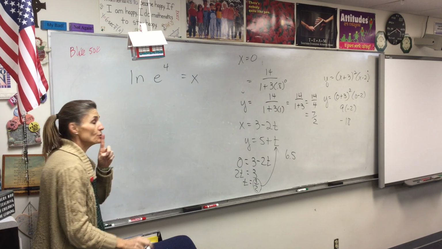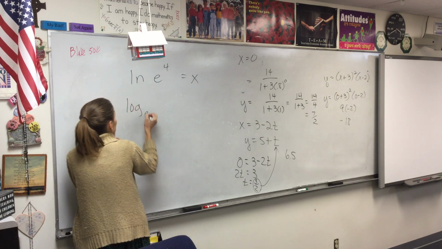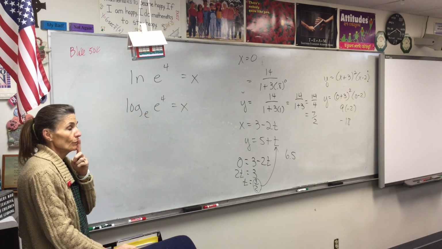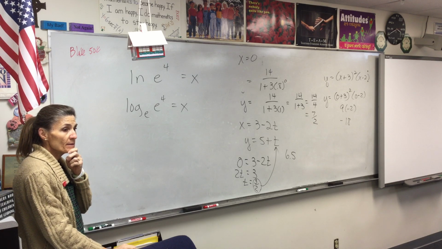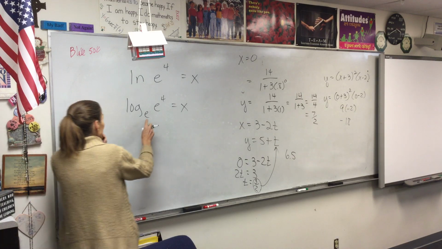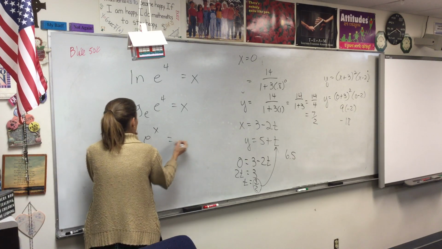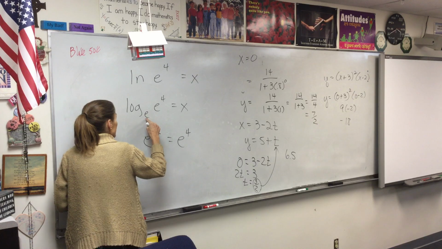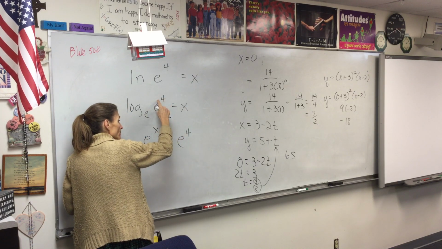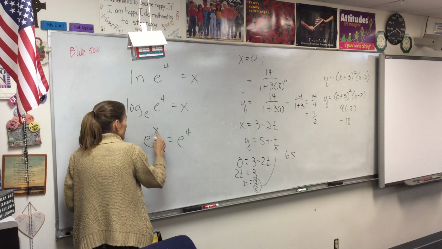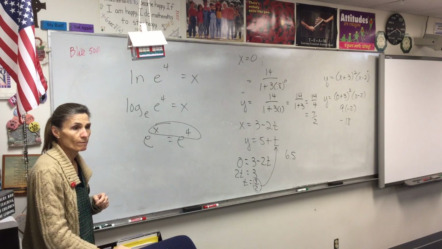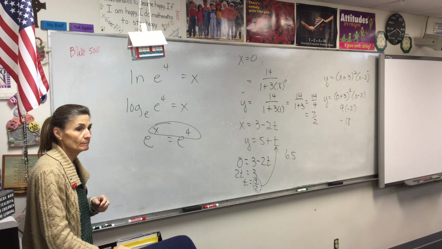First thing I'm going to do is rewrite it, because ln means log base e. And then I'm going to say e to the x equals e to the 4th. If e to the x equals e to the 4th, then x must equal 4. So the answer is 4.